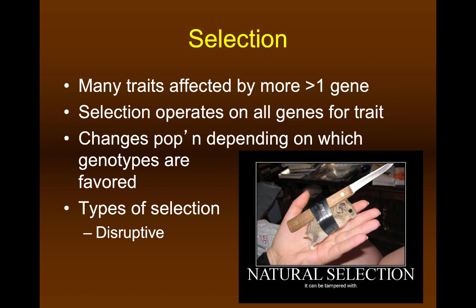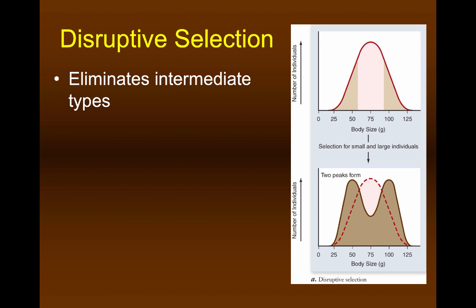Now we can also look at different kinds of selection. We're going to look at different types of natural selection: disruptive selection, directional selection, and stabilizing selection. So our first example here, and what we want to focus on initially for all these examples, is this bell-shaped curve.